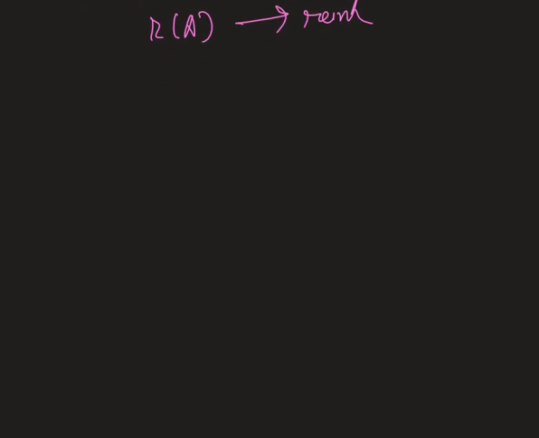If A is an M cross n matrix, then the rank of A is less than or equal to the minimum of M comma n, because the largest order square submatrix of A will be of the order equal to the minimum of M comma n.